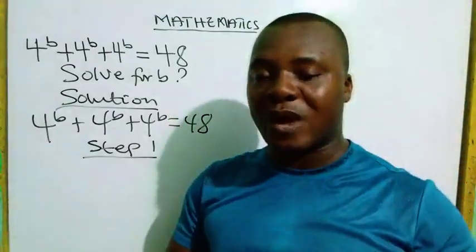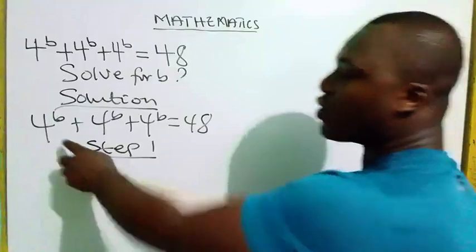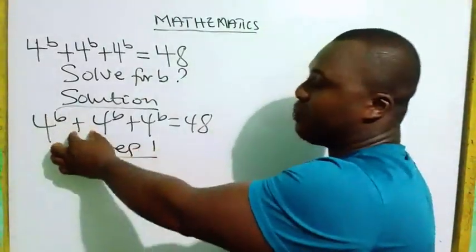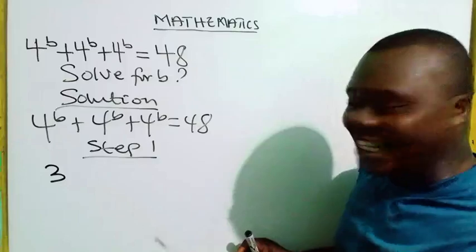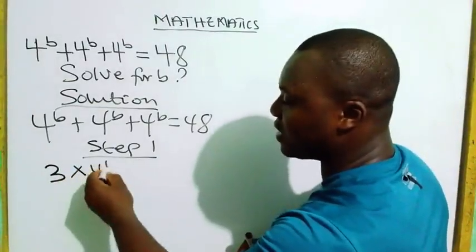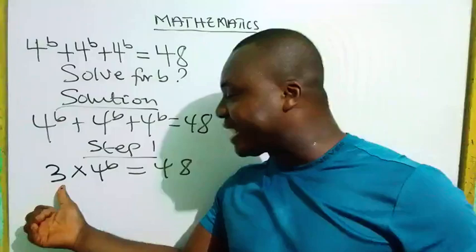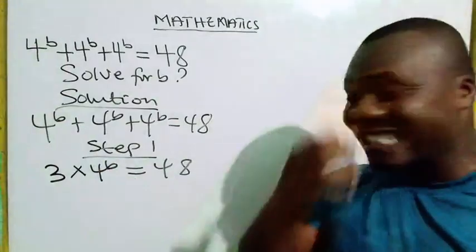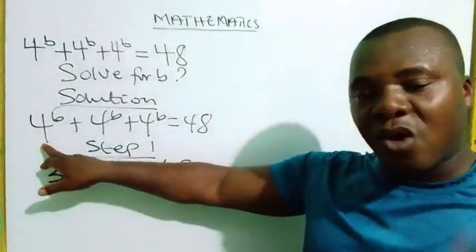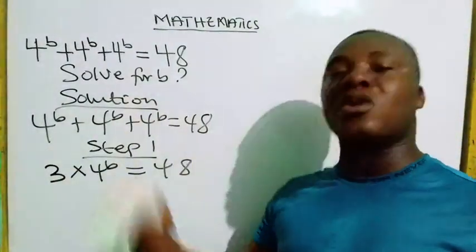The number that we are going to rewrite it with will also be the number that will cancel this 48, and it will give us a number. So we are going to have 4 raised to the power b plus 4 raised to the power b plus 4 raised to the power b. We have to rewrite it like this: 3 multiplied by 4 raised to the power b, now equal to 48. So you see that when you have 3 multiplied by 4 raised to the power b, we have collected like terms, equal to 48. Watch, how many 4 raised to the power b do we have? 1, 2, 3. That is why we have 3 times what? 4 raised to the power b.